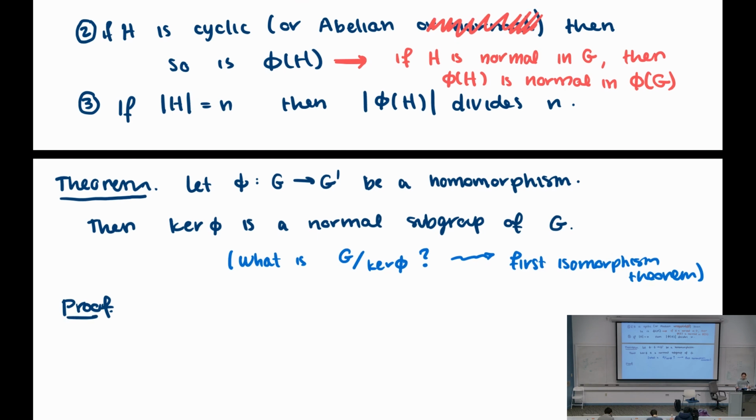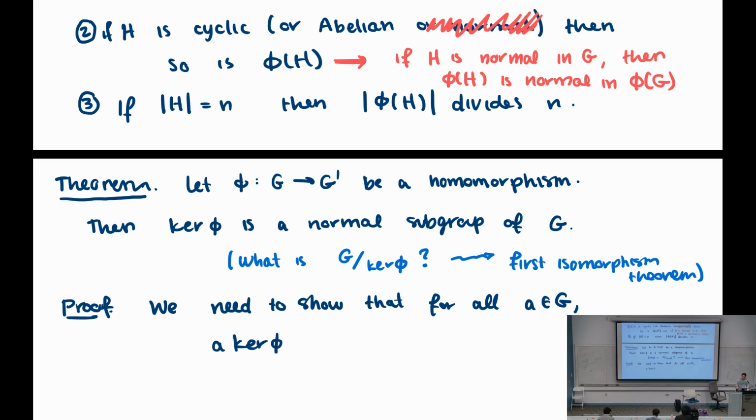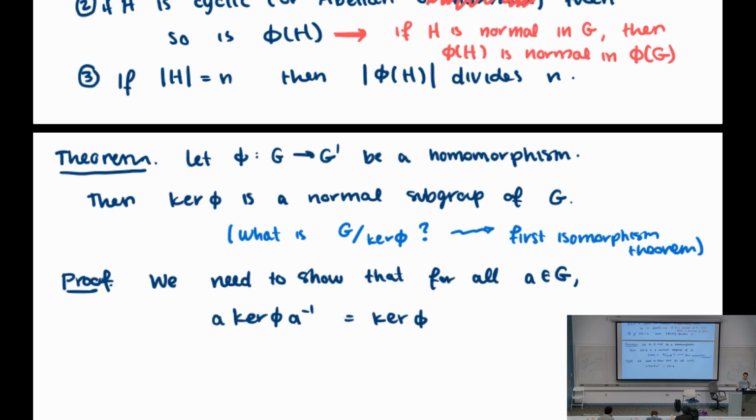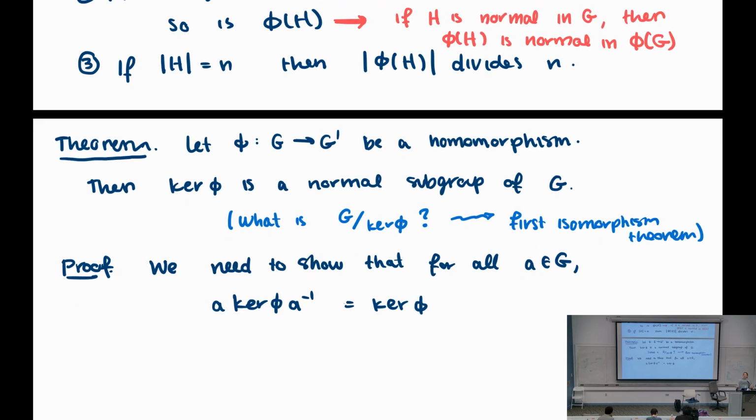So for the proof, we need to show that for all elements A in the group G, we have that A times the kernel of phi times A inverse is equal to the kernel of phi. And this will tell us that the kernel of phi is normal in G. So I'm going to do this by proving both inclusions. So I'll start with this one.